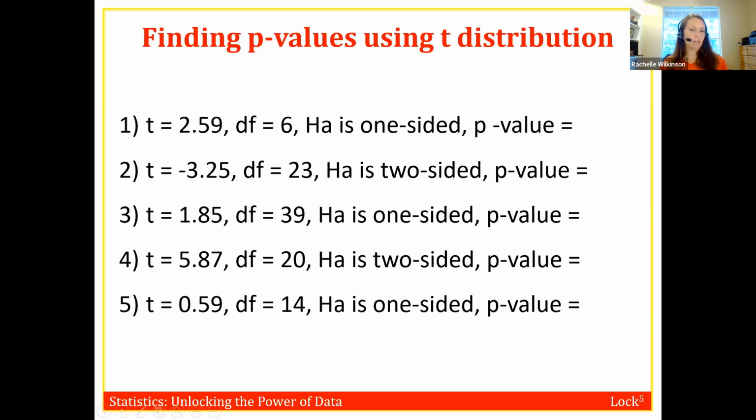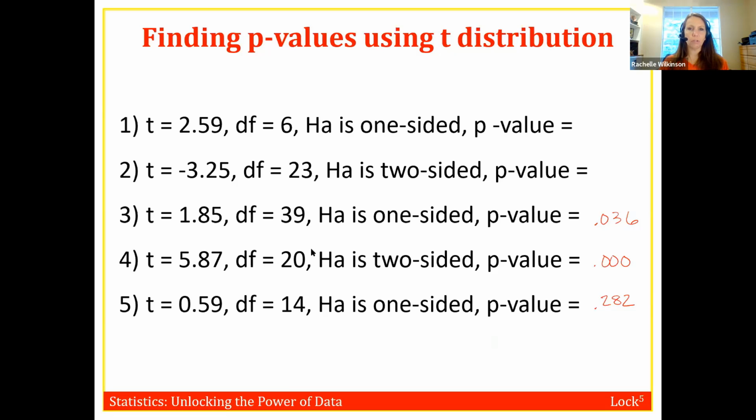Let's talk about the answers. So for number 3, the p-value you should have gotten is 0.036. For number 4, the p-value was essentially 0. So it was like this really, really tiny number. If you rounded to 3 decimal places, then you end up with basically 0. And the last one, number 5, you end up with a p-value of 0.282.